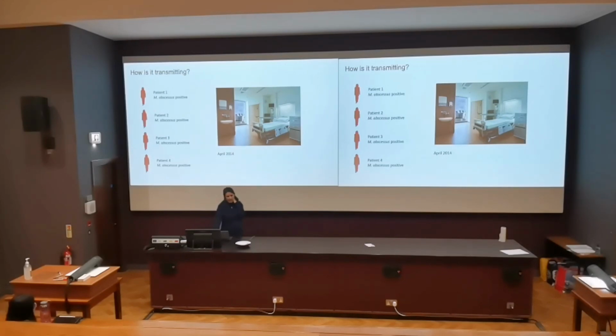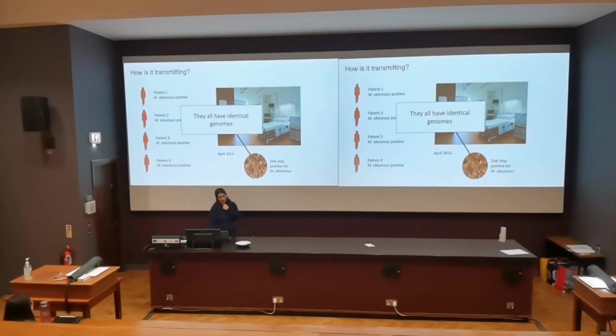And they then did a little infection control investigation, and they swabbed the whole room, and the only thing that they found was positive was the sink trap, which is the bit, you know what I mean, the drain of the sink. And we did genome sequencing and found that they all had identical genomes. So this suggests that maybe patient 1 had coughed in the sink, and then somehow this had spread to patients 2, 3 and 4.